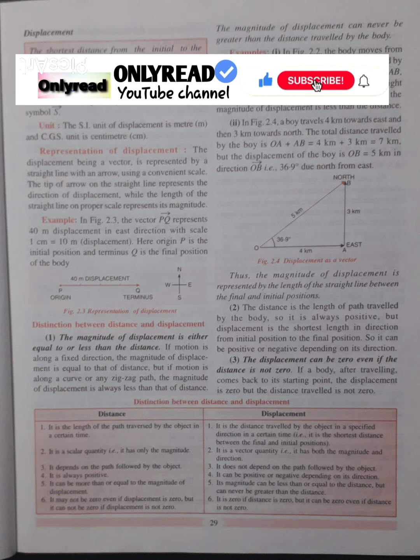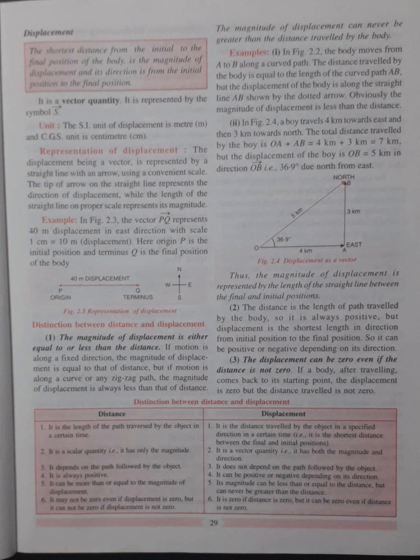In figure 2.4, a boy travels 4 km towards east and then 3 km towards north. The total distance travelled by the boy is 4 km plus 3 km, which equals 7 km. But the displacement of the boy is 5 km in the direction north of east. Thus, the magnitude of a displacement is represented by the length of the straight line between the final and initial positions.